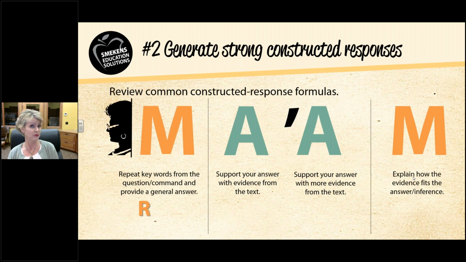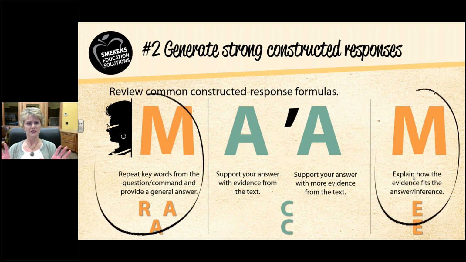Some people are using RACE, like restate part of the question and give your answer. Cite the evidence from the author. Explain your thinking. Others use a shorter version, ACE. Give the answer, cite the evidence, explain your thinking. The formula is huge in a constructed response. It doesn't fit everywhere, but this type of unique academic writing, it has a place.